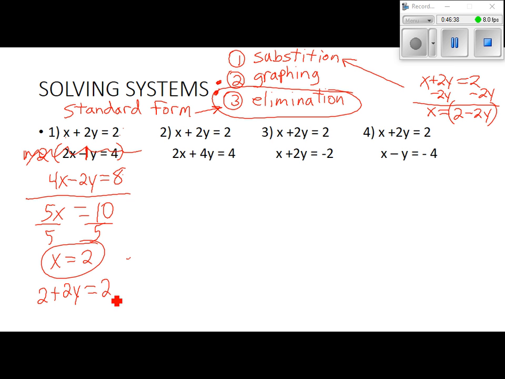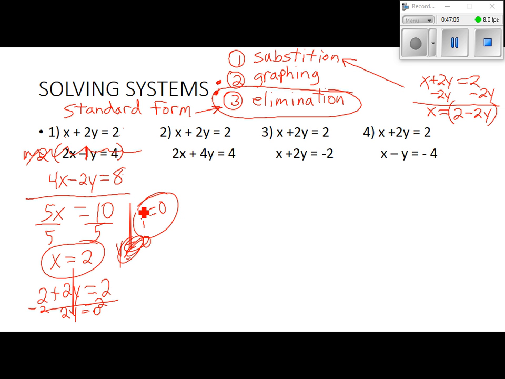How are you going to solve that? Subtract 2 on both sides. That gives 2y equals 0. Divide both sides by 2, so you end up with y equals 0. And x equals 2 and y equals 0. Those are our two answers.